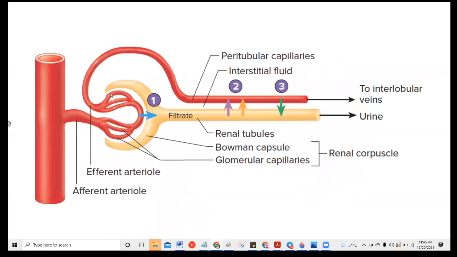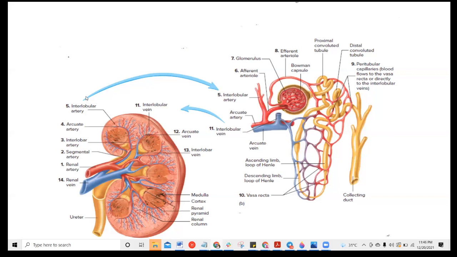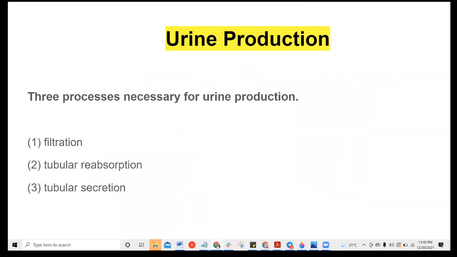Oops, I'm sorry. Let's go back there. Okay, so let's move along so we can understand more about what we have discussed on the previous slide. Let's go ahead and tackle urine production.